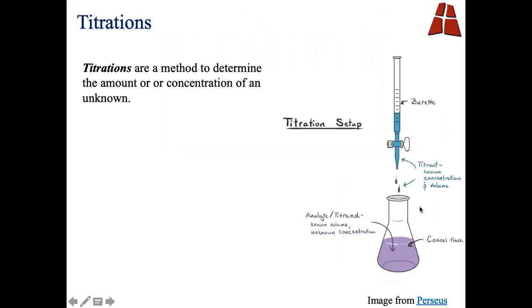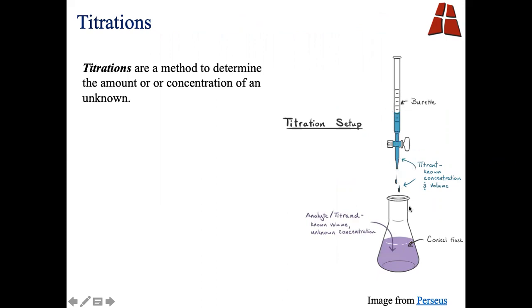So titration is something that you should be familiar with now based on what we've done in lab the last couple weeks. And so you should know that it is a method to determine the amount or concentration of an unknown. And so this is typically done using this sort of experimental setup where we have a burette with volume graduations on it, a way to measure our volume essentially, right?